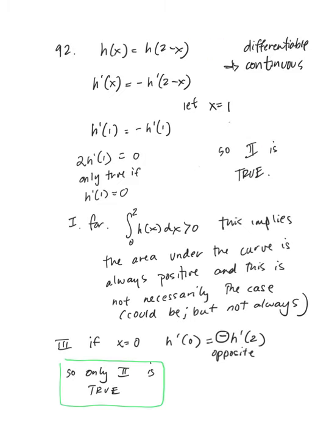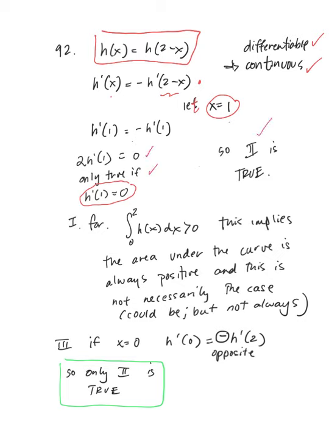All right, this last problem is one of those which-ones-are-true problems. So we're given that h of x is equal to h of 2 minus x for all x. We know it's differentiable, and therefore it's continuous. Since it was asking about derivatives, I took the derivative. And just to look at it, I'm going to let x be 1. That tells me that h prime of 1 equals negative h prime of 1 when I plug in 1 for the x's and the 2 minus x. This is only true when h prime of 1 is equal to 0 if I solve that equation. So we know that choice 2 is true.